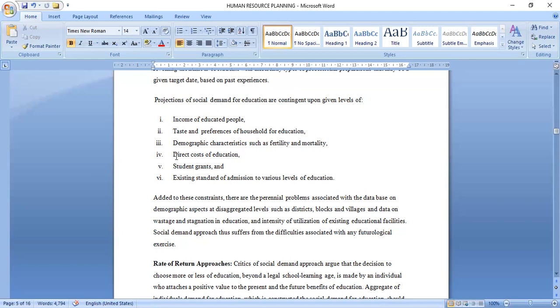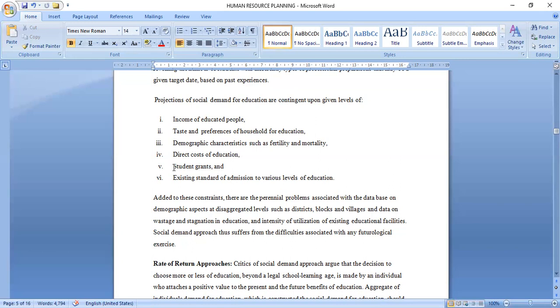Then looking at factors like direct costs on education. Of course, societies that treasure education will have high costs. They will spend a lot on education compared to societies which do not treasure education, which will spend low on educating their students. Then factors like, remember, we are looking at education planning, but all under the human resource planning. And we are looking at the social demand approach of education planning.